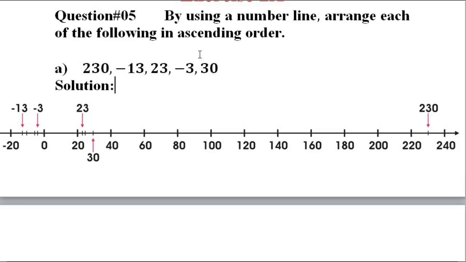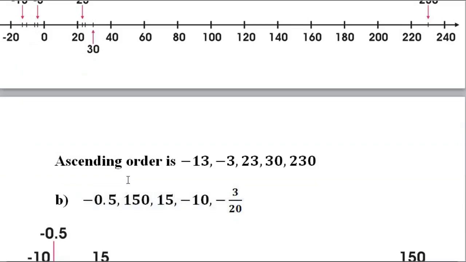The fifth number is positive 30. This is the correct placement for positive 30, which is the midpoint between 20 and 40. Therefore, the ascending order of the given numbers is negative 13, negative 3, positive 23, positive 30, and positive 230.